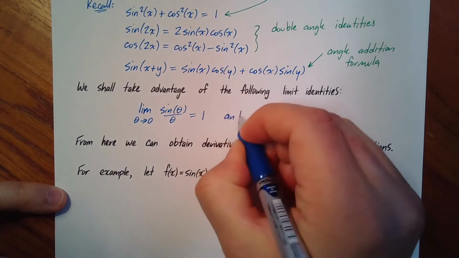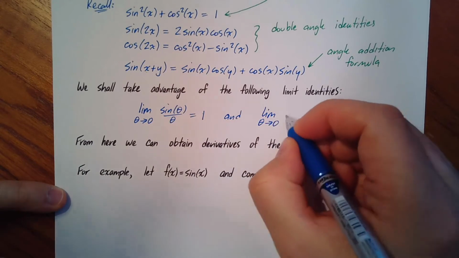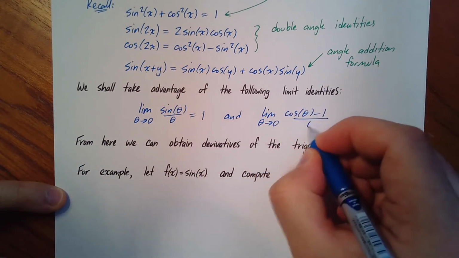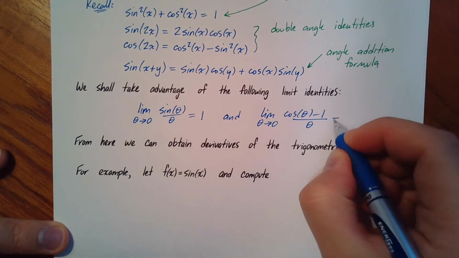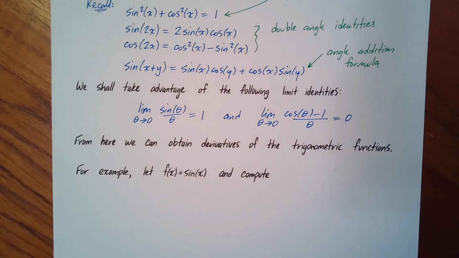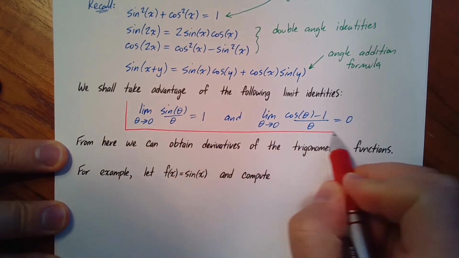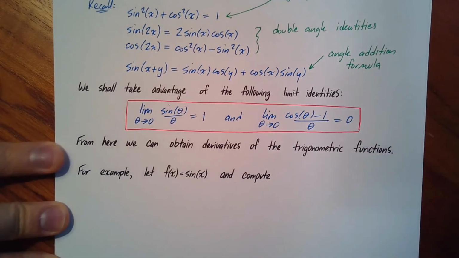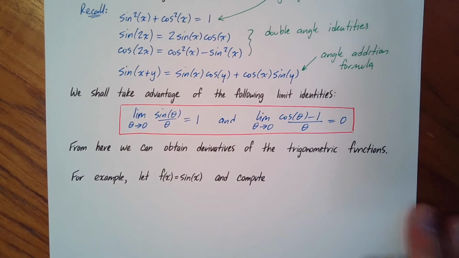And the next one is the limit as theta goes to 0 of cosine of theta minus 1 all over theta. So what happens to this fraction as theta gets very, very small? And it turns out that this fraction approaches 0. So again, I'm not going to prove these to you at this moment, but I will ask you to just take them as fundamental truths. So we're going to focus on the application of these identities.